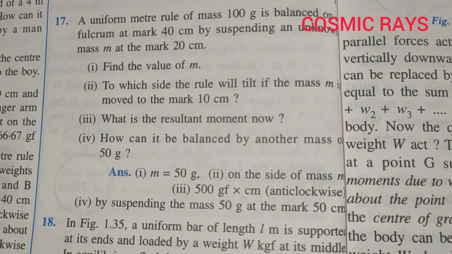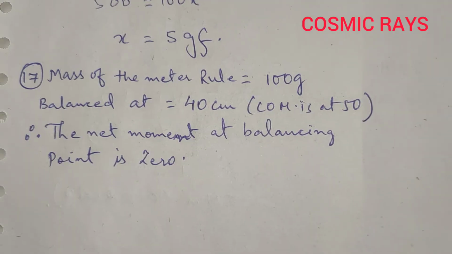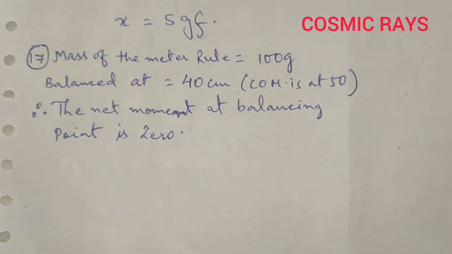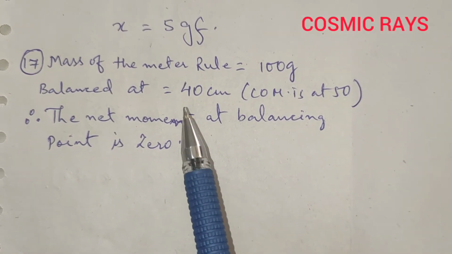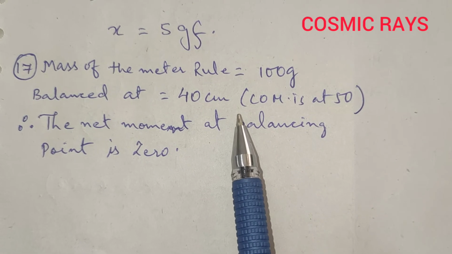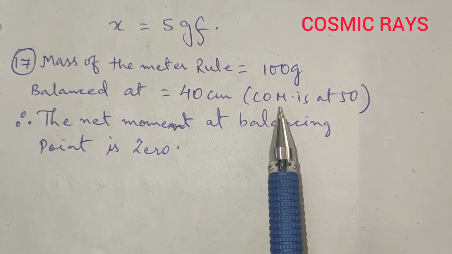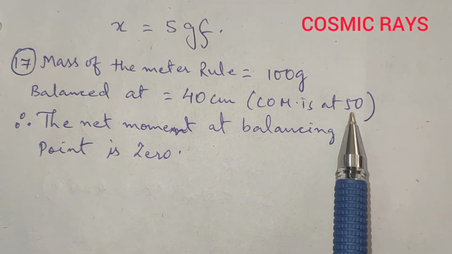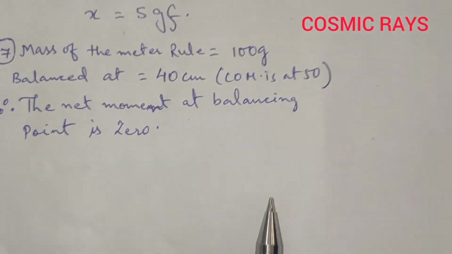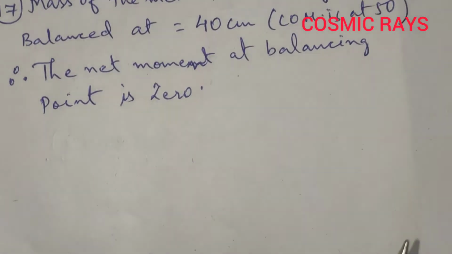Okay, so let me write the given things first. Now here we have written the given things. Mass of the meter rule is 100 gram. It is balanced by the fulcrum at 40 centimeter. We have to also take the note that center of mass for this meter rule is at 50 centimeter. So the net moment at balancing point we know will be 0.